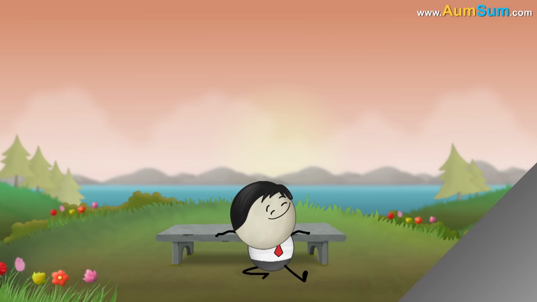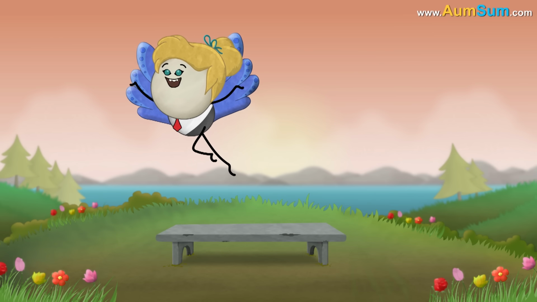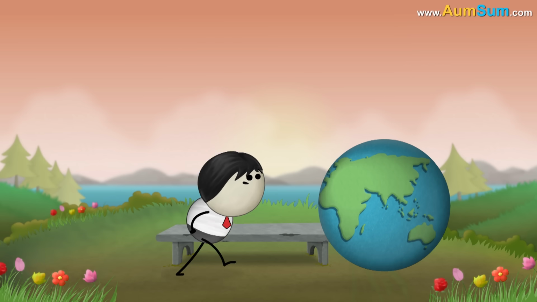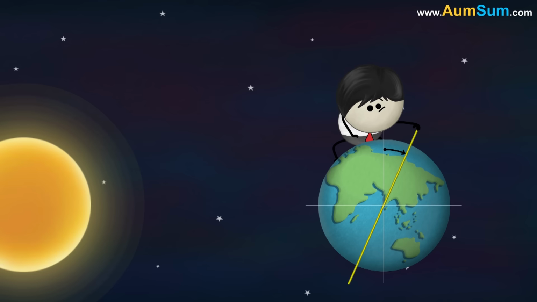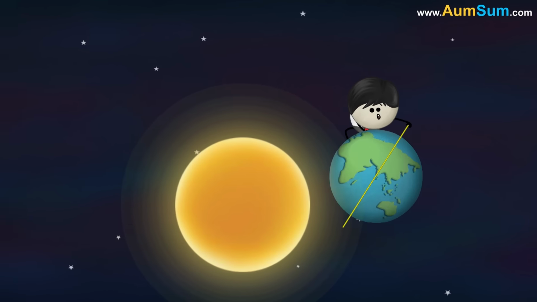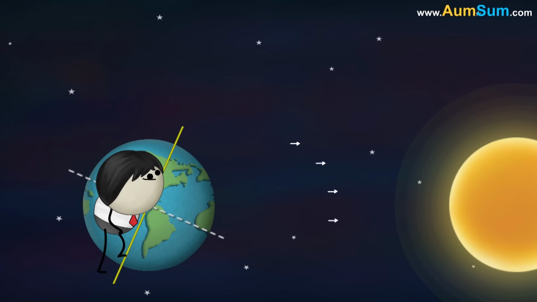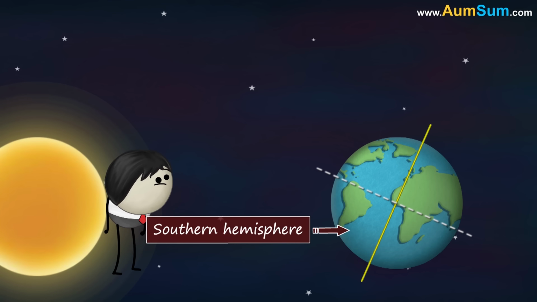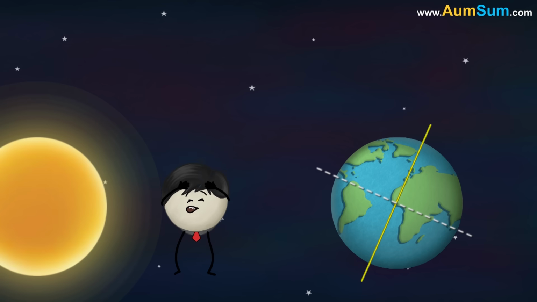Hooray! Why do we have seasons? Because of season fairies. No. It is mainly because of our Earth's axis. Our Earth's axis is tilted at an angle of about 23.5 degrees. Hence, as the Earth revolves around the Sun, sometimes the northern hemisphere points towards the Sun, while sometimes the southern hemisphere. This causes seasons. Oh man, it is too complicated.